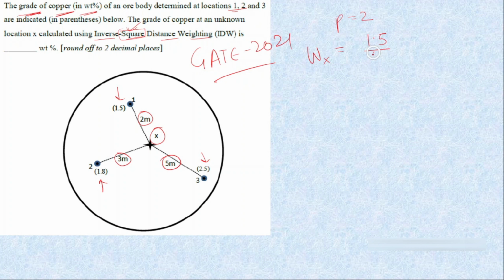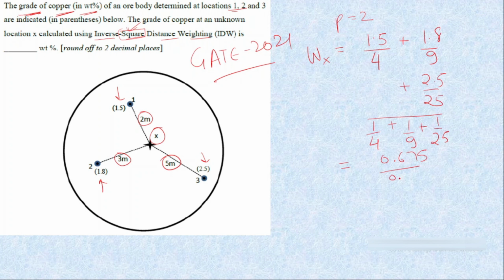So you simply put the values for point X as, for point 1 it will be 1.5 by 4, plus 1.8 by 9, plus 2.5 by 25. I have squared the distances already, and similarly divide by the square distances, 1 by 4, 1 by 9 and 1 by 25. If you solve this you will get 0.675 in the numerator and 0.401 approximately in the denominator. So this will come out to be approximately 1.68 weight percentage at X. So this will be your correct answer for this question.